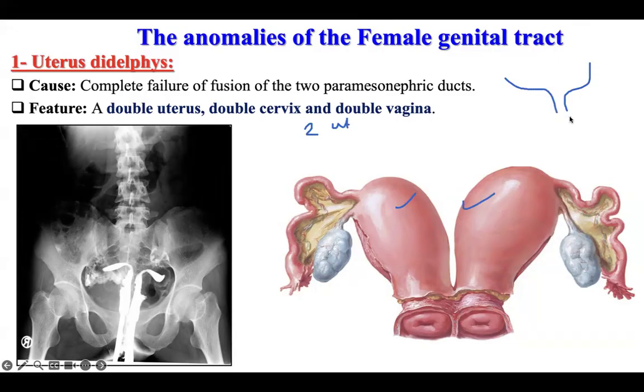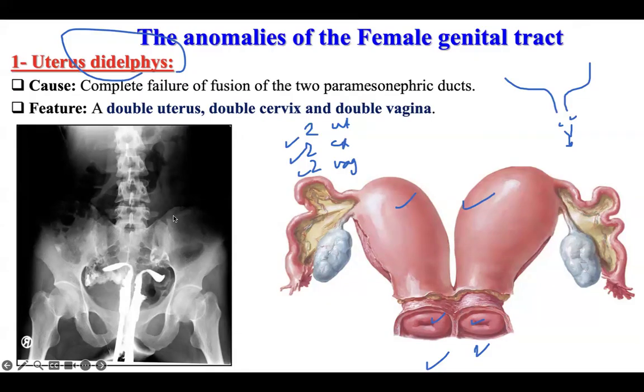The paramesonephric ducts must fuse. So failure of the fusion will give 2 uterus, 2 cervix, and 2 vagina. Any female with 2 uterus, 2 cervix, 2 vagina, this case is named uterus didelphus. What is the cause here? Complete failure of the fusion of the paramesonephric ducts.